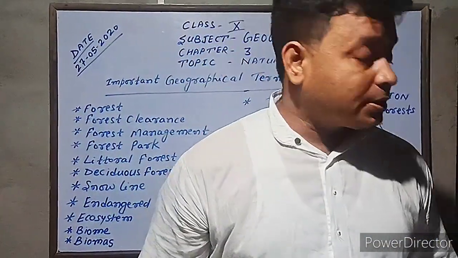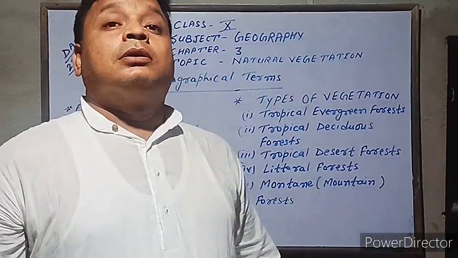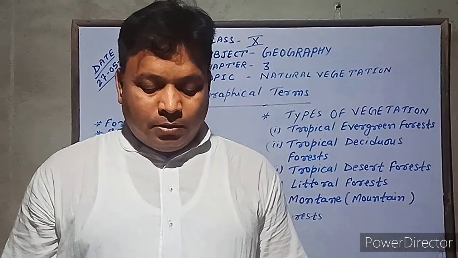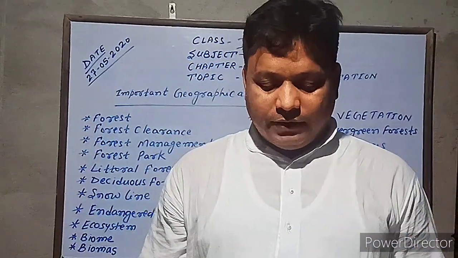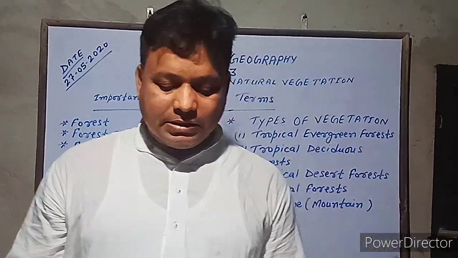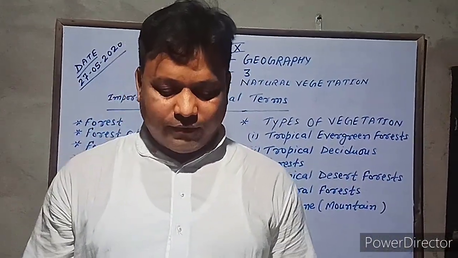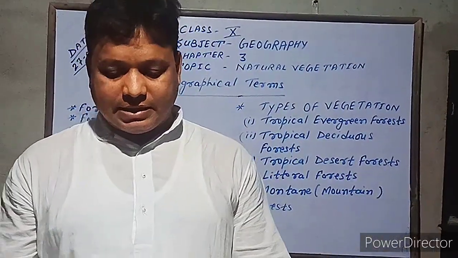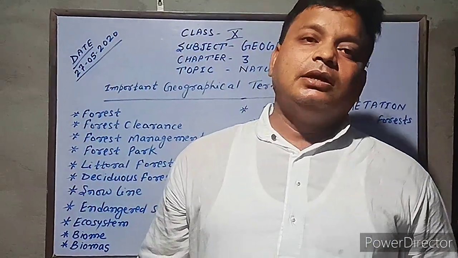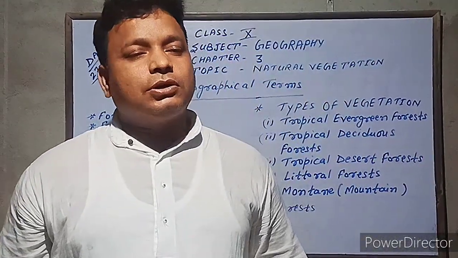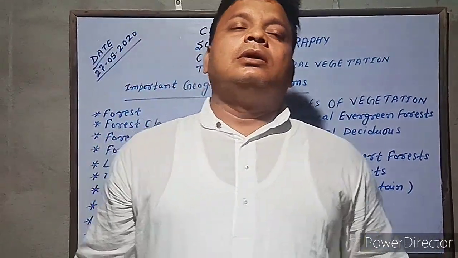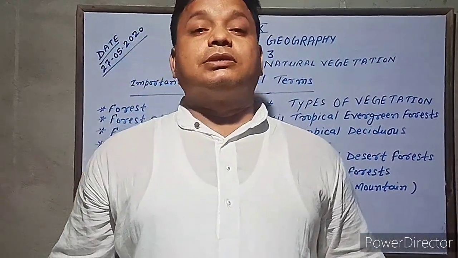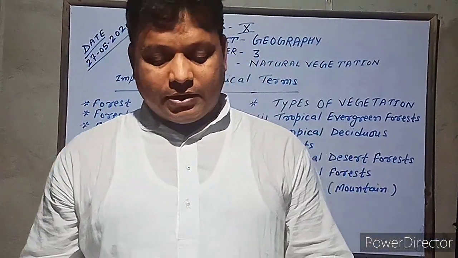Now I am going to teach about the climatic condition of dry deciduous forest. Like moist deciduous forest, even dry deciduous forests are seen in regions where the average annual temperature ranges between 20 degrees Celsius to 27 degrees Celsius. Dry deciduous forests are found in those areas where annual temperature ranges 24 degrees Celsius to 27 degrees Celsius.